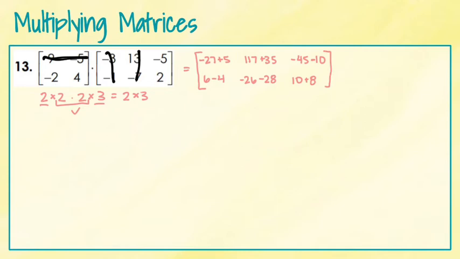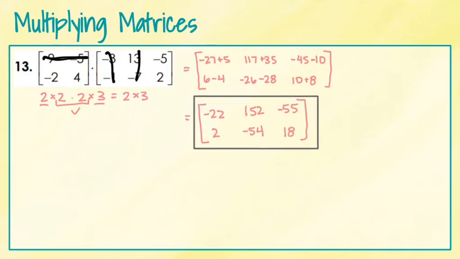So then once we simplify each element, we're going to get negative 22, 152, negative 54, negative 55, and 18. And that is our answer for this problem.